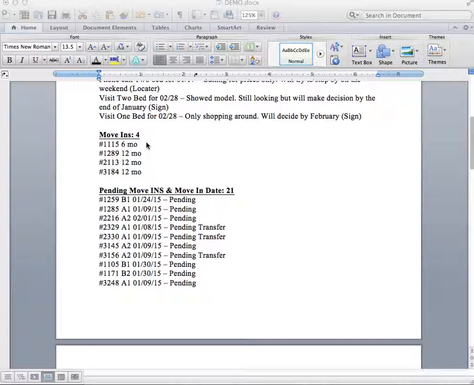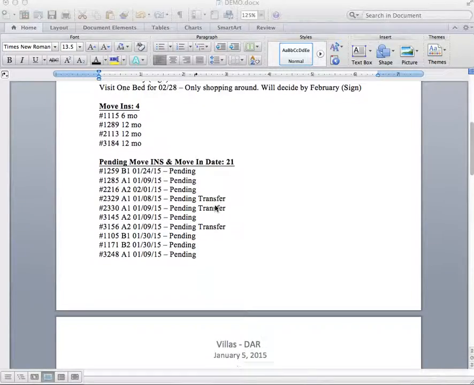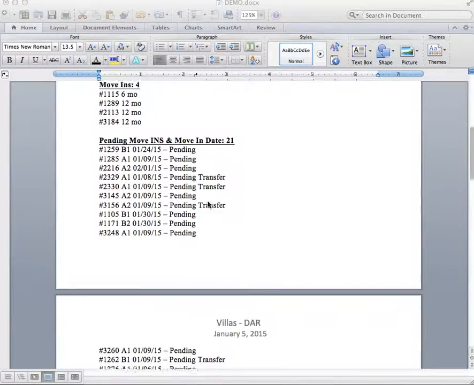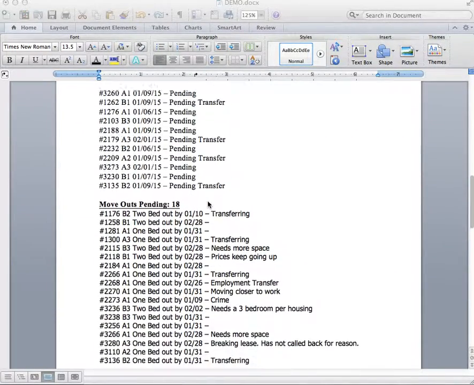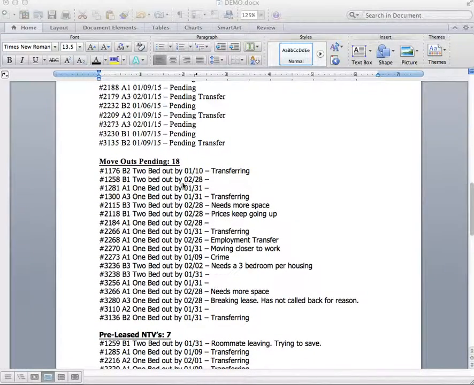We had 4 move-ins on January 5th for this property, 3 of which were 12-month leases, 1 of which was a 6-month lease. We also see what the move-in schedule looks like and the move-out schedule. And we can also see why people are moving out.